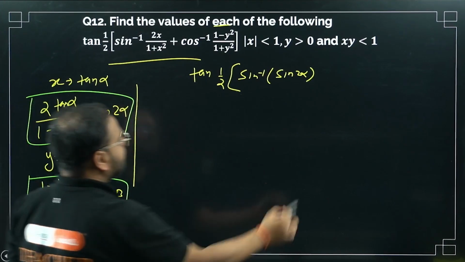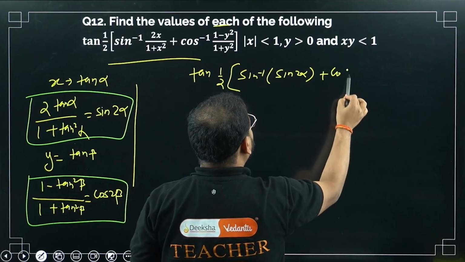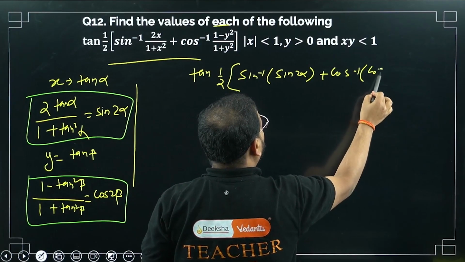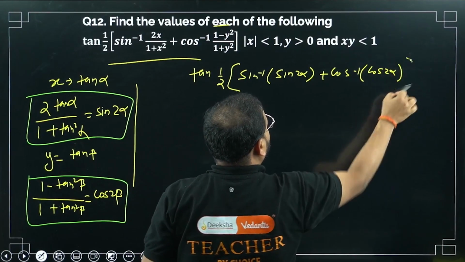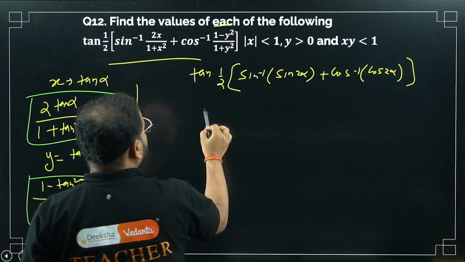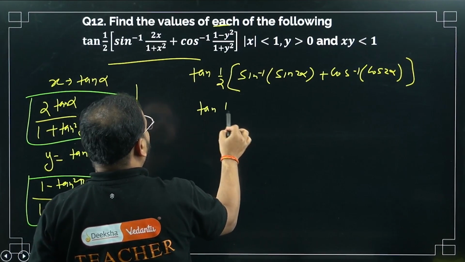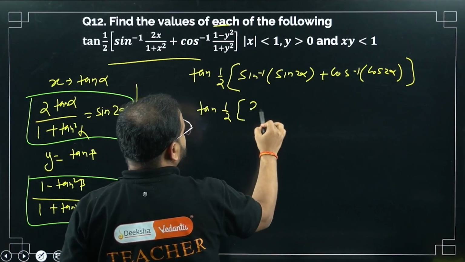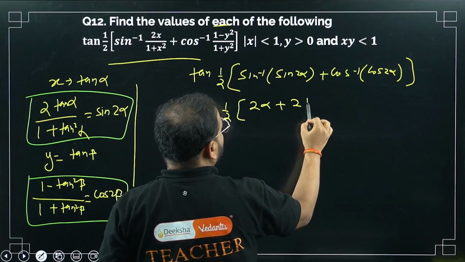Okay, and same thing I'll do for cos. So cos inverse of cos 2 alpha. Great. What is going to be? Please continue from here. 1 by 2. How much is this? Simply 2 alpha plus 2 beta.